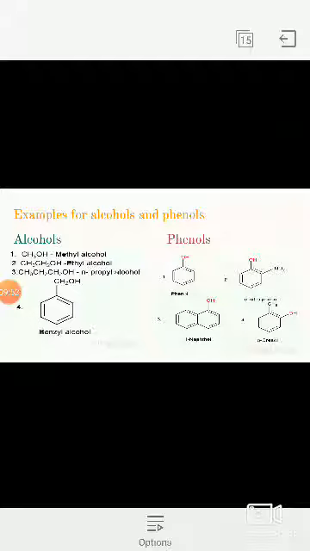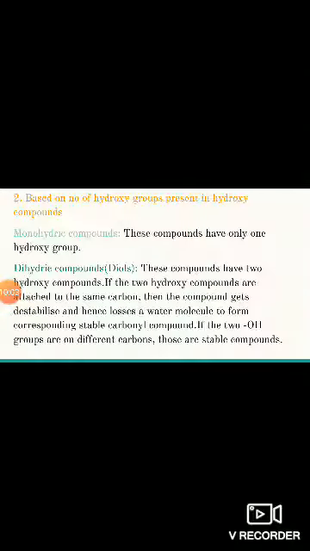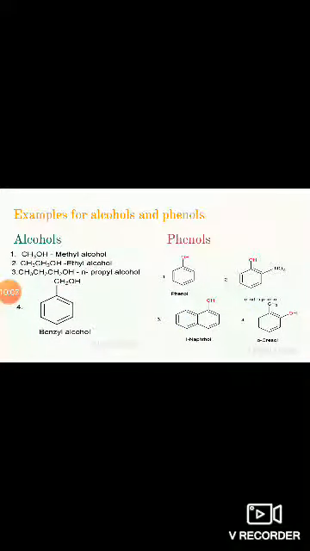If they are at 1,2 position, that is ortho position, it is called orthocresol. If the methyl group and hydroxy group are at 1,3 position, those are called metacresol. If methyl and OH groups are para position to each other, those are called paracresol. So ortho, meta, and paracresols are positional isomers.